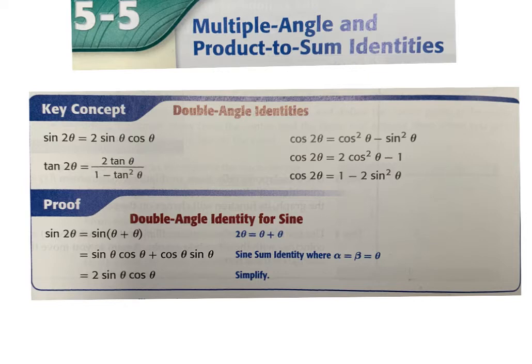The sine and tangent aren't too difficult. The cosine is a little bit more because it has several options. So we have cosine squared minus sine squared. Then we have 2 cosine squared minus 1 and 1 minus 2 sine squared. And cosine squared minus sine squared is the original one. The other two actually come from the Pythagorean identities, replacing one with the other. But knowing when to use those is a little more tricky with the cosine.